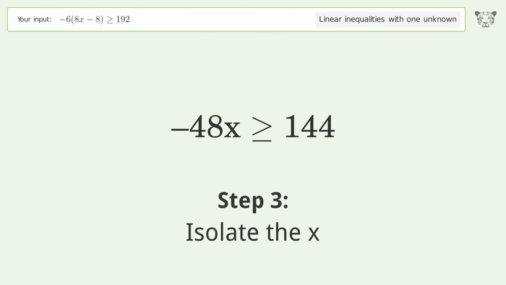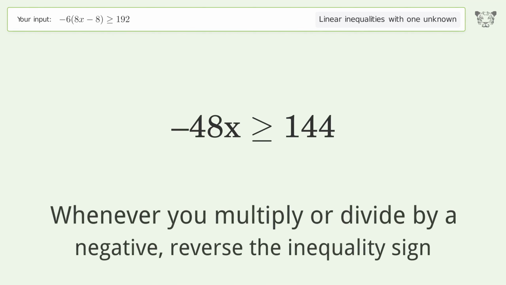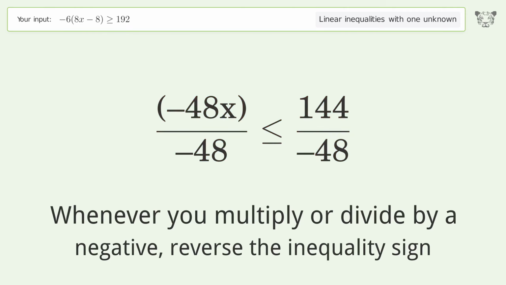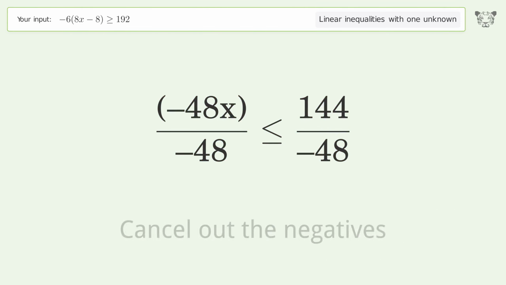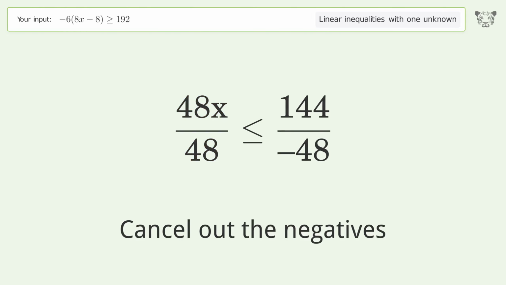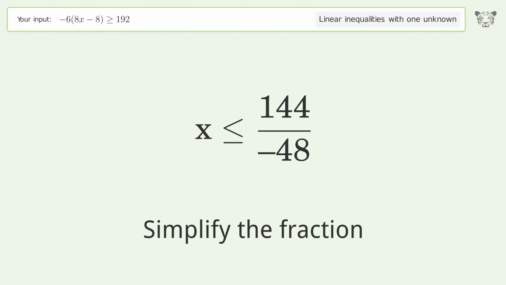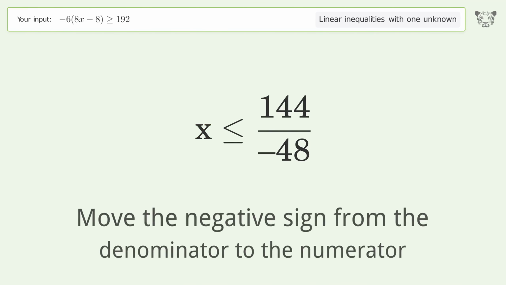Isolate the x. Divide both sides by -48. Whenever you multiply or divide by a negative, reverse the inequality sign. Cancel out the negatives. Simplify the fraction. Move the negative sign from the denominator to the numerator.